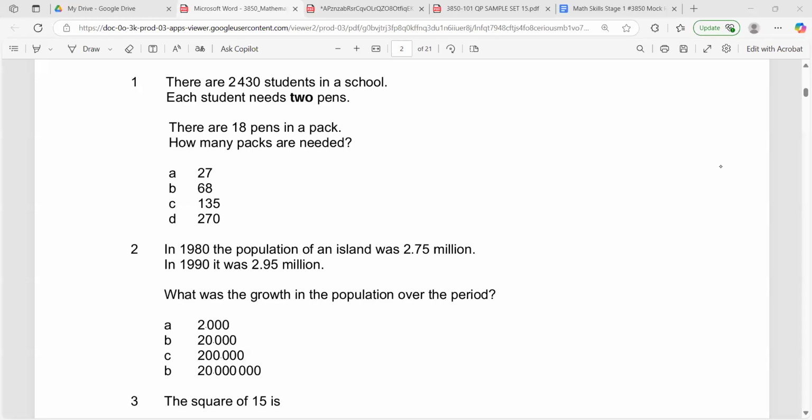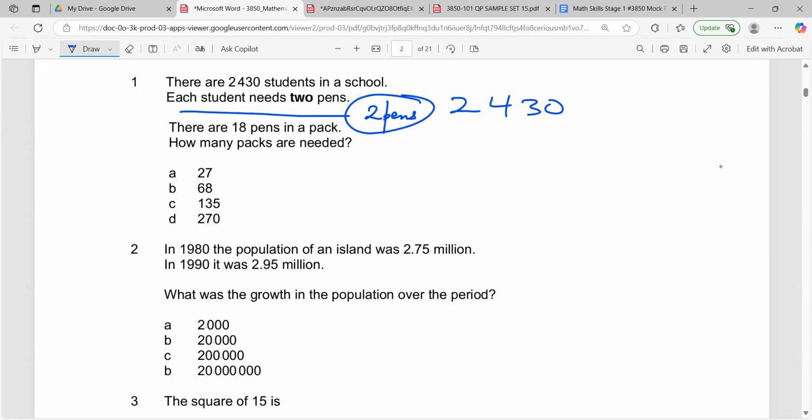All right, so it says there are 2,430 students in a school. Each student must get 2 pens. So just that each person will get 2 pens, right? So that means, oh, the number of packs. All right, cool.